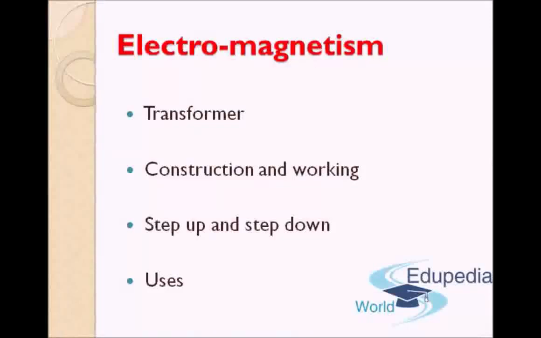Step up transformer is used to increase the voltage. Step down transformer is used to decrease the voltage. We will see how that is done. And finally, we will conclude the lecture today and the whole chapter of electromagnetism by seeing uses of transformer. So let's get started with today's lecture.